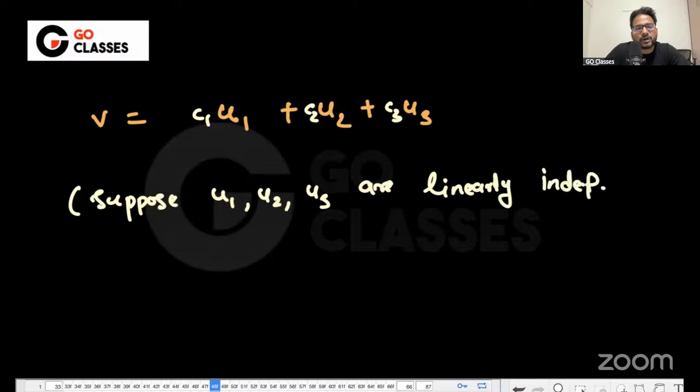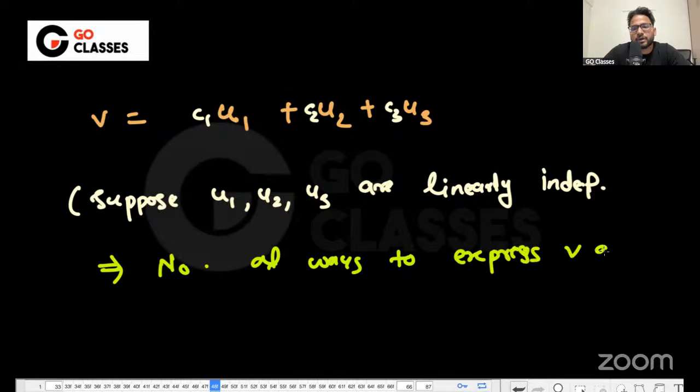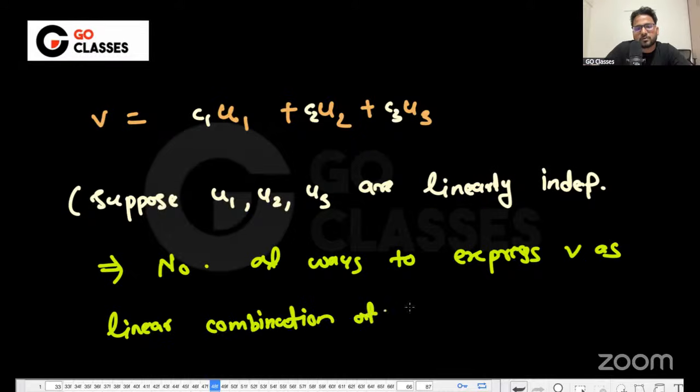In that case, can you tell me the number of ways to write or to express V as a linear combination of U1, U2, U3? Can you tell me? This is always one.